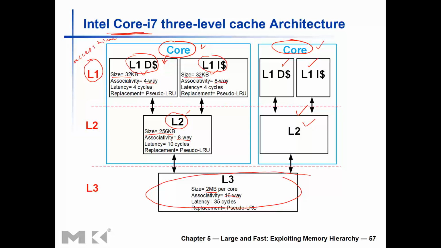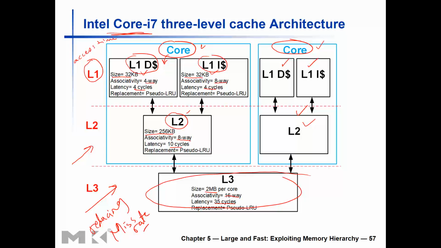Associativity, 16-way. Okay, watch the latency: 4 cycles, quick for L1. 10 cycles, a little slower. 35 cycles, slower for L3. The emphasis for L2 and L3 is reducing what? Miss rate. That's what we want. We want to reduce miss rate.